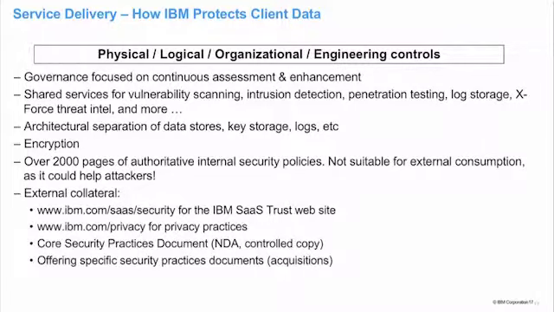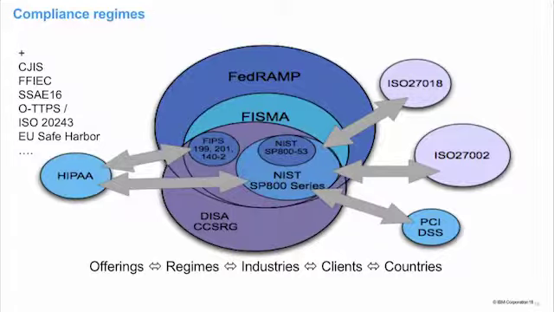Again, the external collateral, so I won't read to you what's on the slide, is a good place to take a look at not only what our EU model clause says and what we are doing from a privacy point of view, and the SaaS Trust website is the index of pretty much the authoritative source for what we are doing from an external and internal security point of view that we can share with our customers.